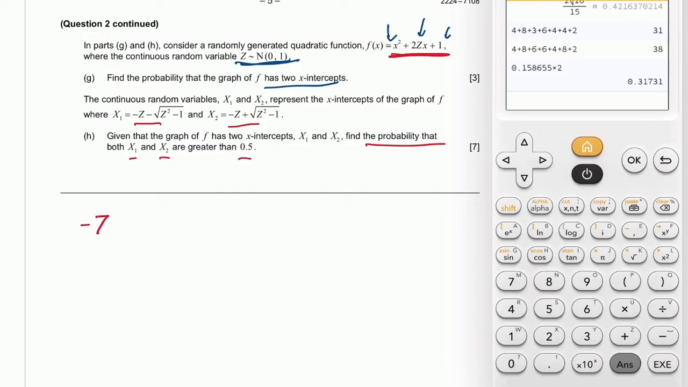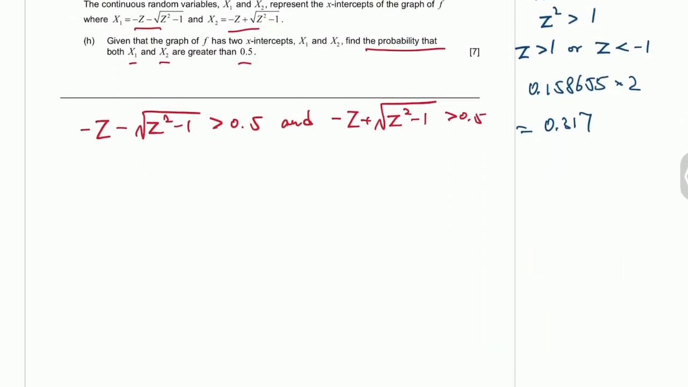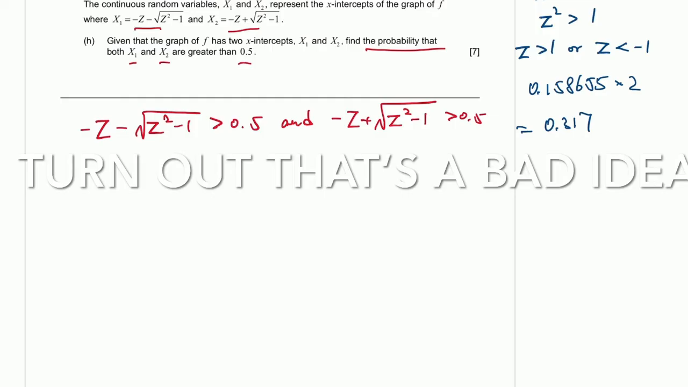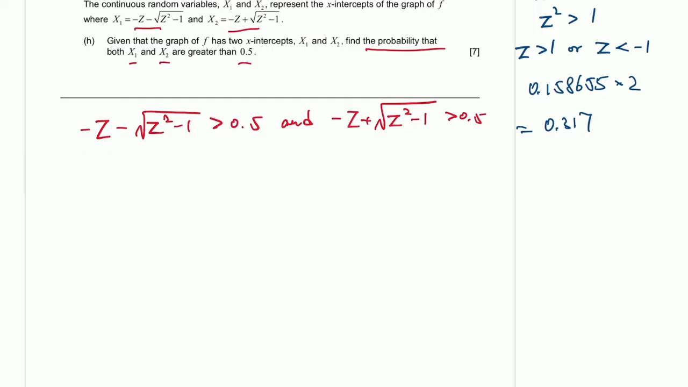That seems tricky. So this is bigger than 0.5. And the other one is also bigger than 0.5. I guess we'll do some algebra, see what would happen first. So we might add the z to the other side. So 0.5 plus z. Like that.